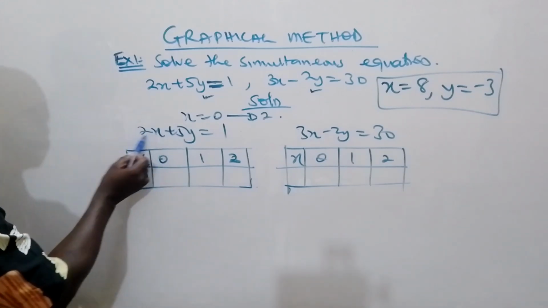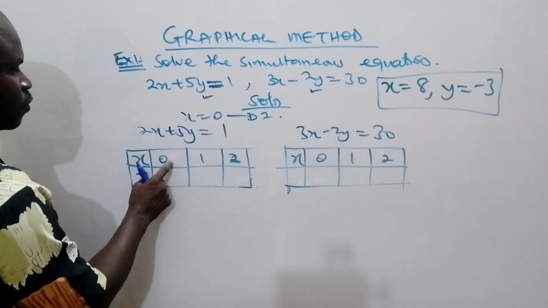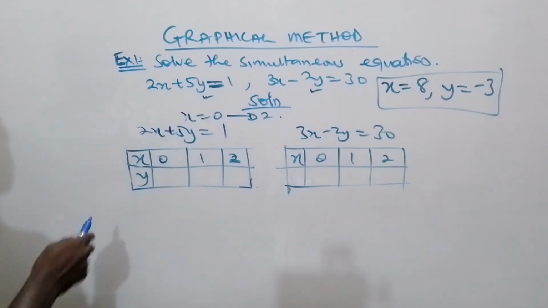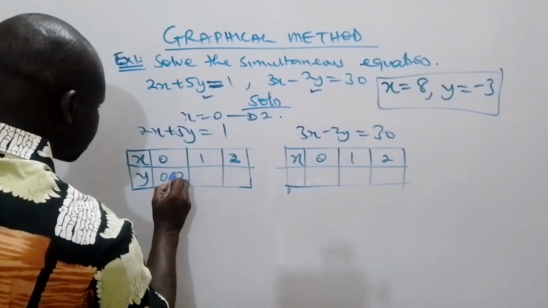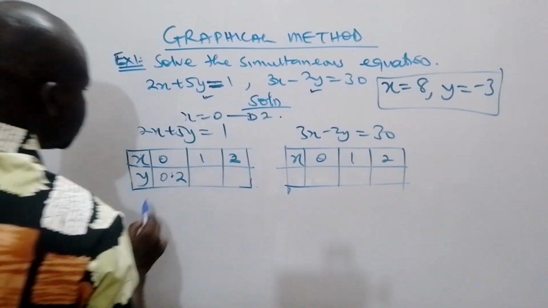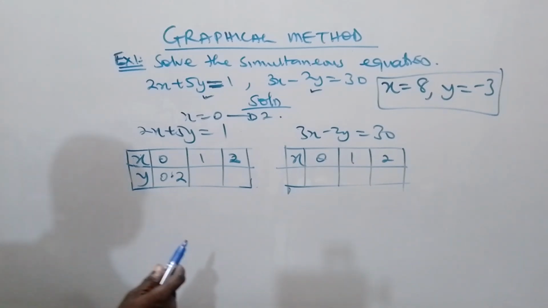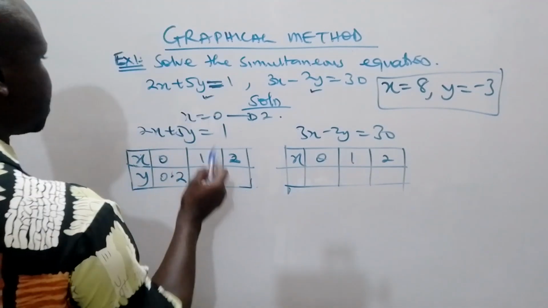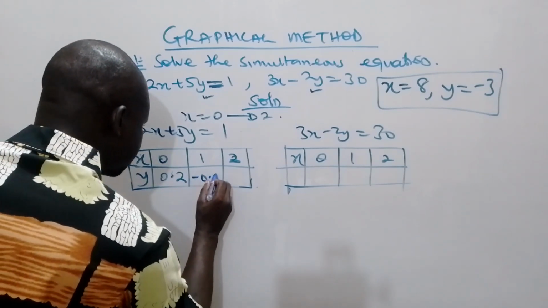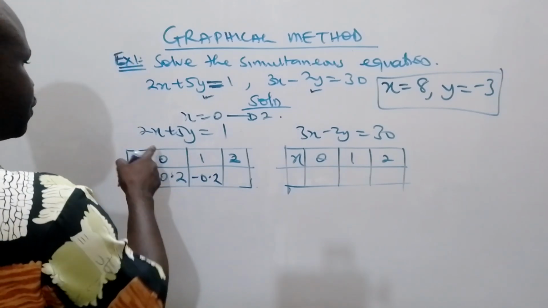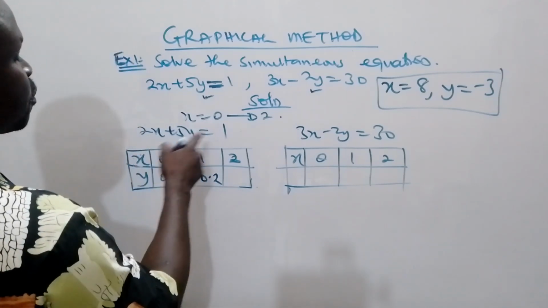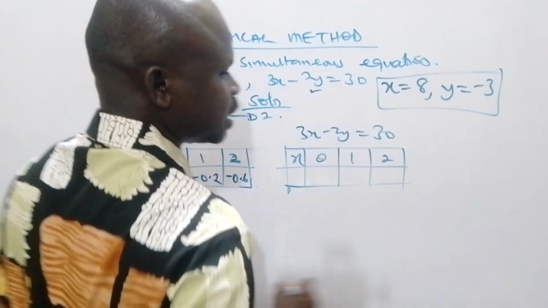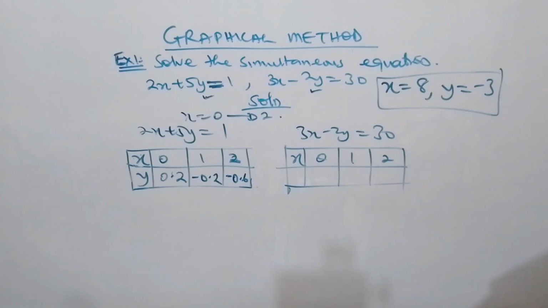So in the first equation, when x is equal to 0, 5y will be equal to 1, then y will be equal to 0.2. When x is equal to 1, 5y will be equal to minus 1, then y will be equal to minus 0.2. Then when x is equal to 2, 5y will be equal to minus 3, then the value of y will be minus 0.6. So these are the values that we are going to get there.